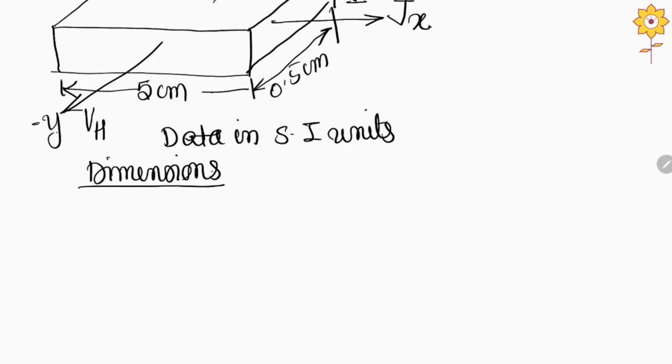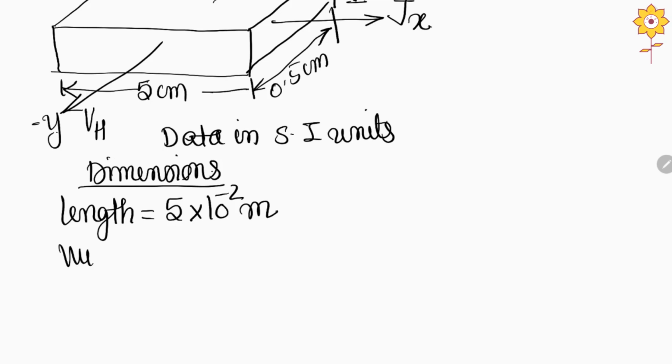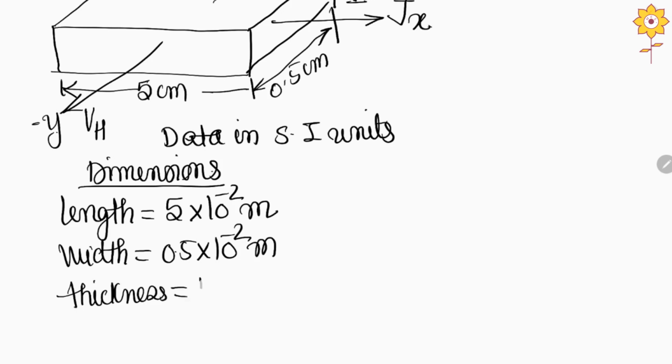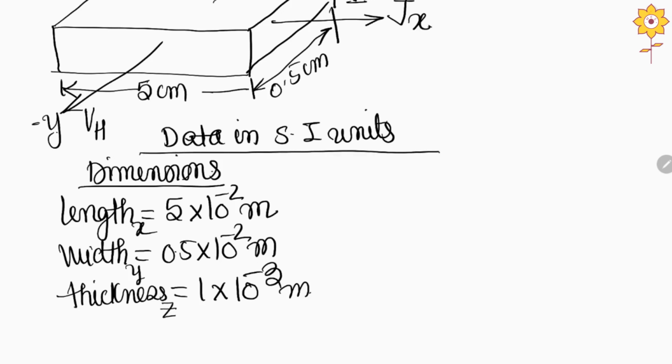So first of all, the dimensions. The length is 5 into 10 raised to minus 2 meters. The width is 0.5 into 10 raised to minus 2 meters, and the thickness is given to be 1 into 10 raised to minus 3 meters. Remember students, this is along the x direction, this is along the y direction, and this is along the z direction. So these are the dimensions in the SI unit.